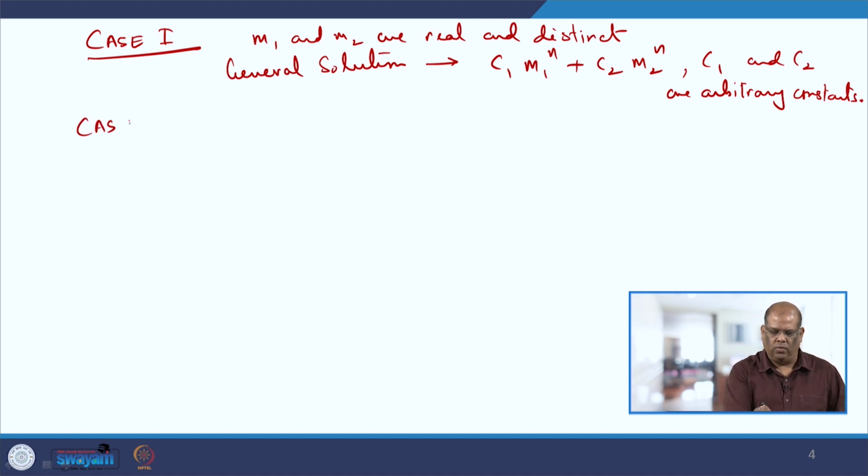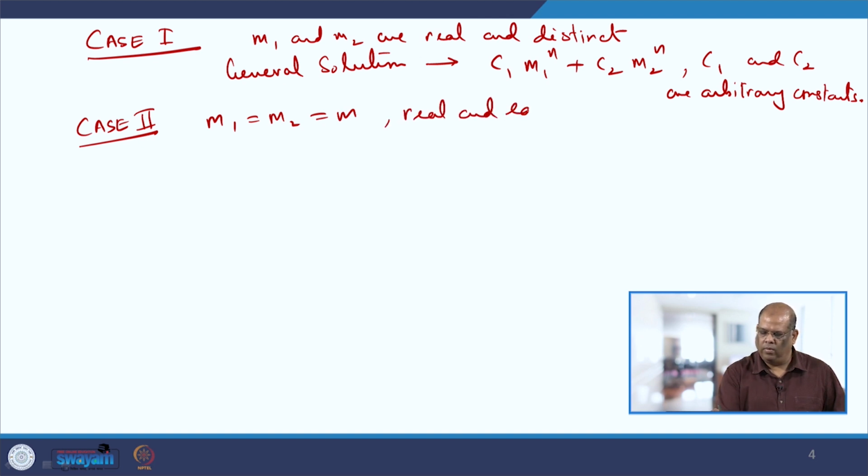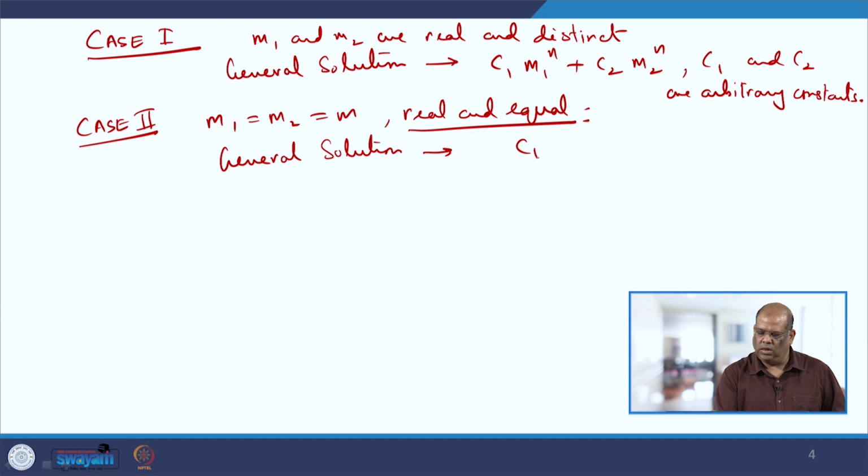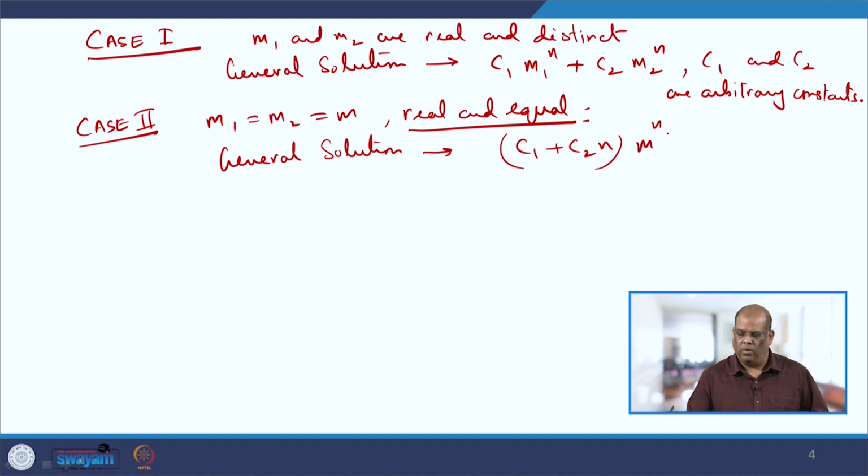Case 2, where m1 and m2 are real and equal. Here it was real and distinct, meaning unequal; here it is real and equal. Then your general solution is given by C1 plus C2 n, times m to the power n, where again C1 and C2 are arbitrary constants.